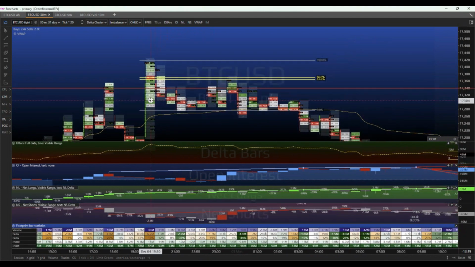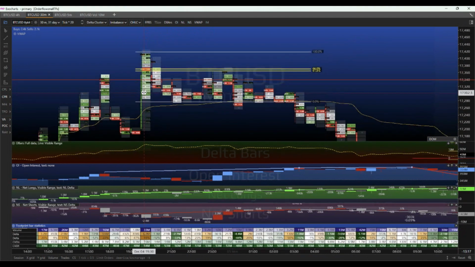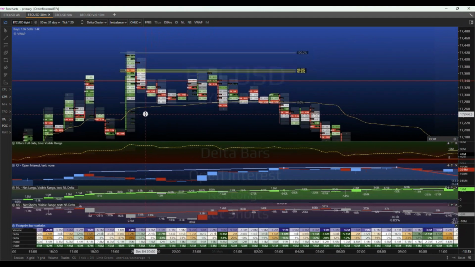So why did I just say buying just kind of died off? Like people all of a sudden weren't interested, because look at the next candle. 11 million in volume, negative 1.3 in delta. But look at the next buy attempt. So you want to look at the buy attempt.